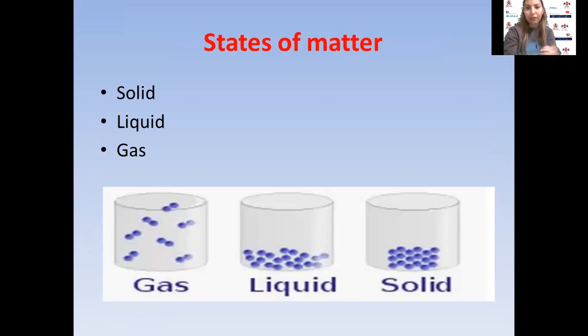Yes, Jenna. Liquid could be water. Liquid like water, yeah. And solid could be like a desk. Solid like a desk, yes. And gas, the air that we breathe. Okay, yes, thank you so much, Jenna.